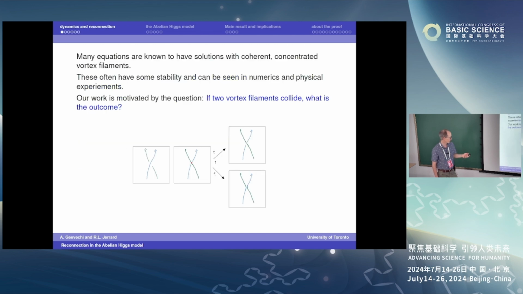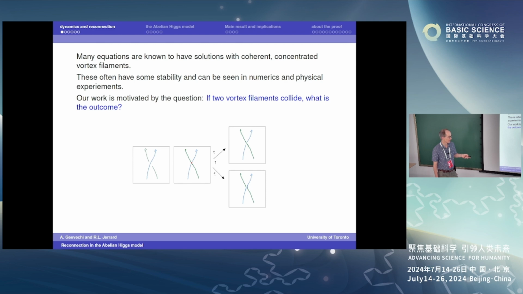As I said, many equations are known to have solutions with coherent concentrated vortex filaments. I'll show you an image in a second. These often have some stability, so they're stable enough that you can see them in numerical experiments and in physical phenomena. And the reconnection question is, if two filaments are evolving and at some point they collide, what happens next?